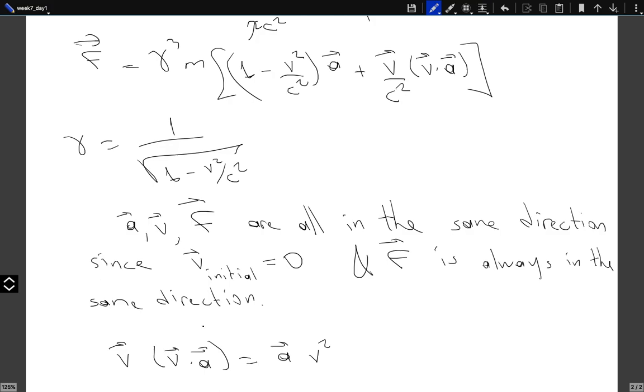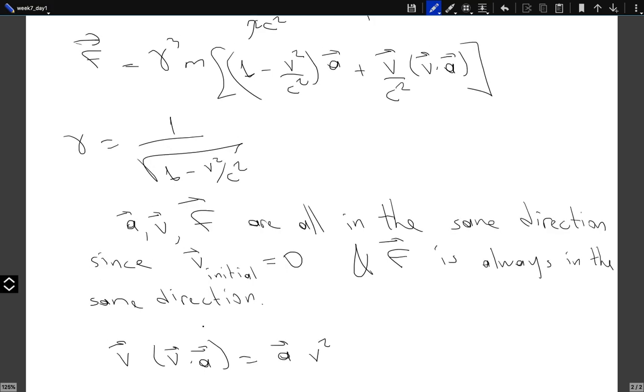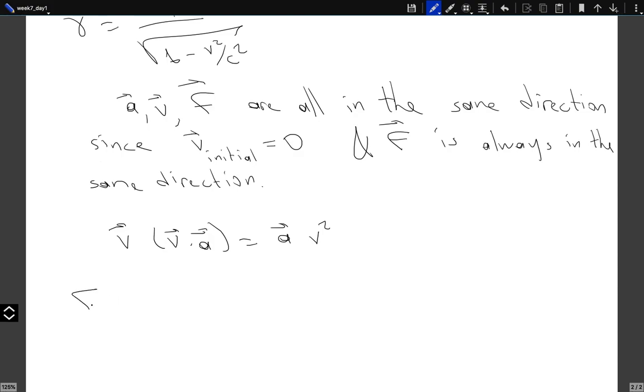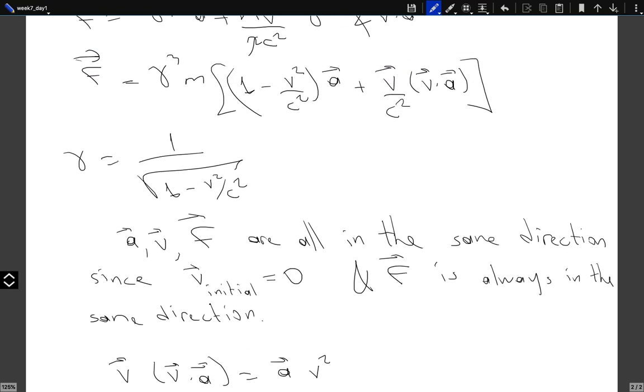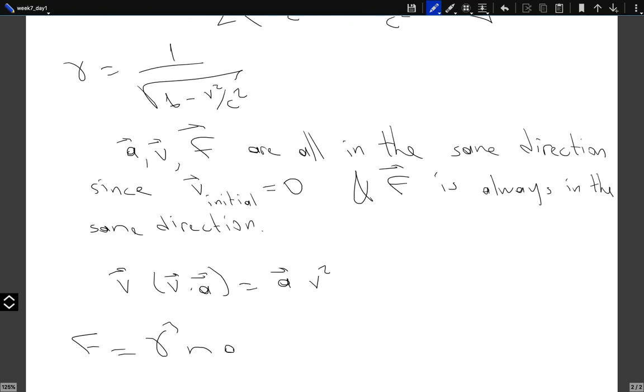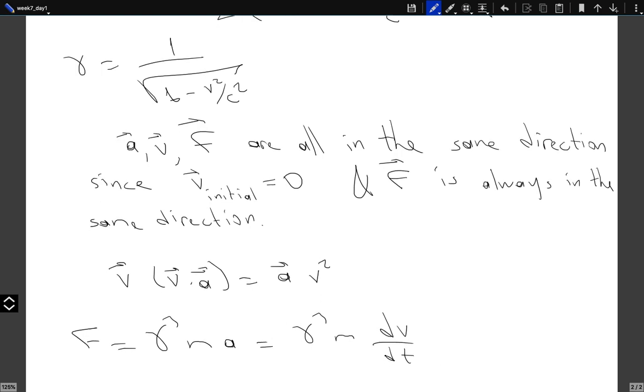Well, if that is the case, if you look at the first line, the second term in a is the same as the last term, so they just cancel each other. So we have F is gamma cubed m times a. This is equal to gamma cubed m dv by dt.